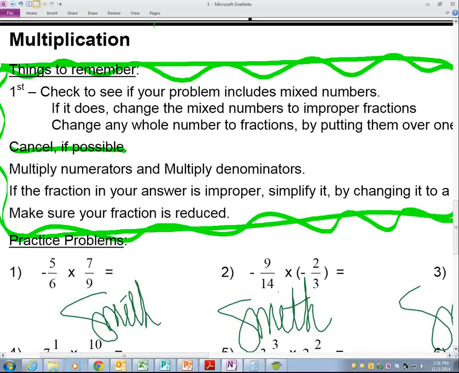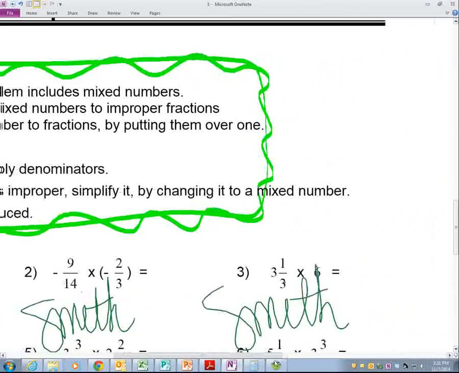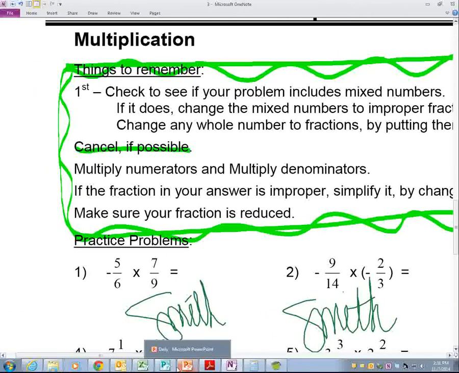Multiply the numerators and multiply the denominators. We're just multiplying straight down the train line. If the fraction of your answer is improper, simplify it and change it to a mixed number. So you're doing 1, 2, and 3?